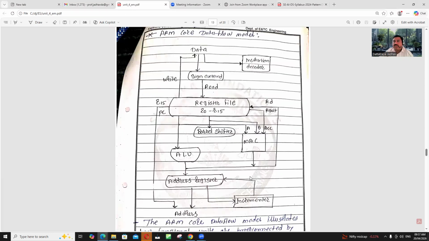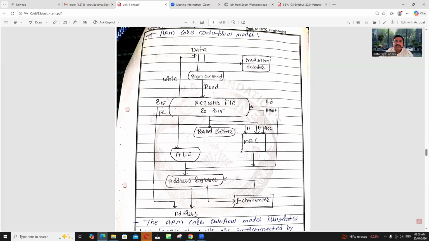Before we start, we go with the ARM core data flow model. What is the meaning, and how does data flow in an ARM processor? Considering this diagram, whatever data is available is first fetched by an instruction decoder. Whatever instruction needs to be executed first needs to be decoded, or we say fetched, so the processor can take action depending upon that instruction.